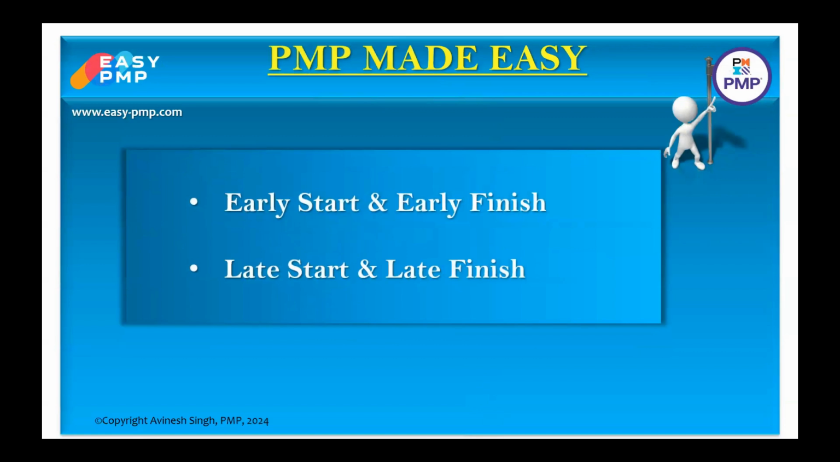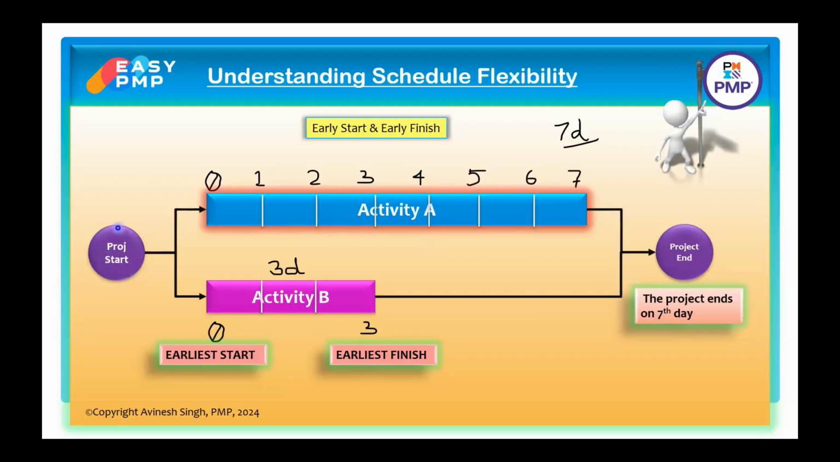To get this understanding fully, we should also learn what is early start and early finish and late start and late finish in a project schedule network diagram. I have taken a very simple project schedule network diagram which has two activities. When the project starts, both the activities start in parallel, that is on the same day. First activity A is of 7 days duration and the second activity B is of 3 days duration.